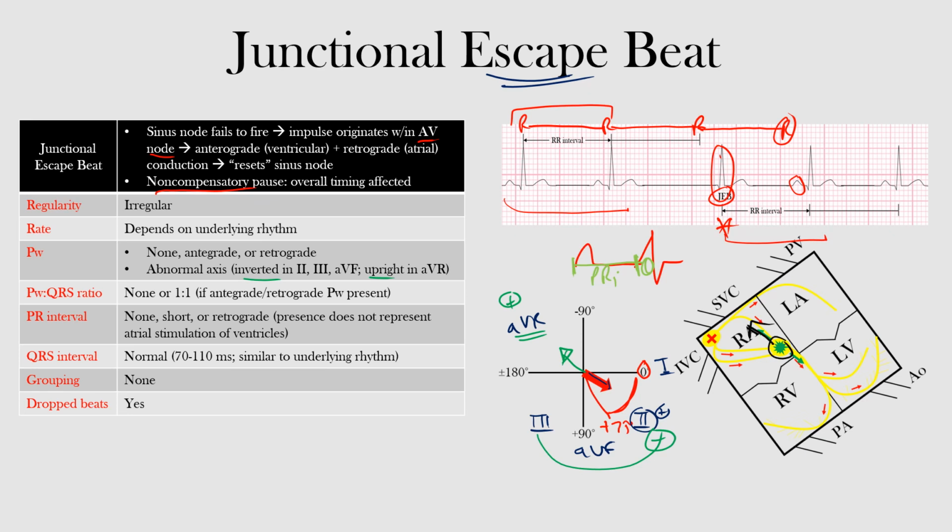The QRS interval will be normal, or whatever is the underlying rhythm. There should be no change there because everything below here is occurring normally. There should be no grouping, and obviously there is a dropped beat, right? We're missing that beat, the P wave, and instead we're getting this junctional escape beat occurring.